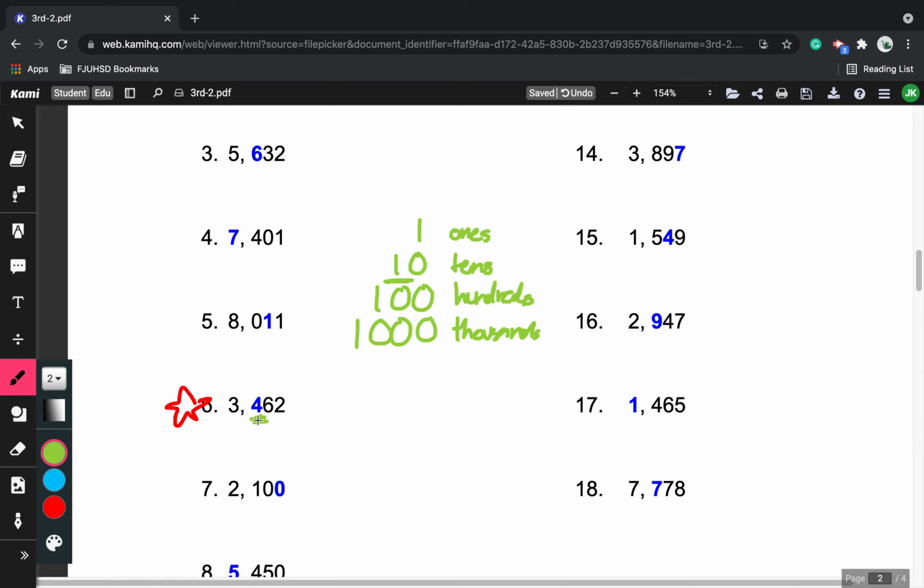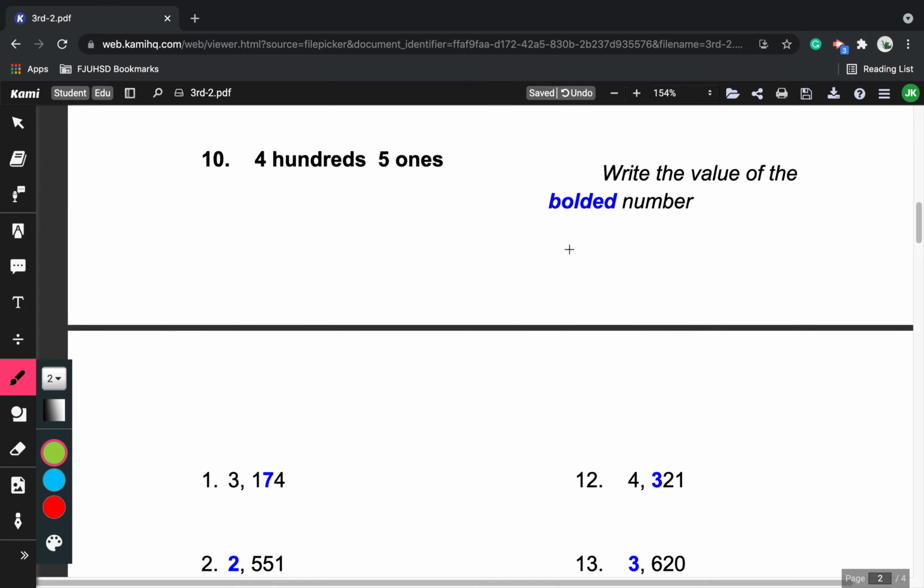So if we're looking at number 6, the bolded number, which is 4, it's at the third value right here, the third slot. Also, it goes like 1, 2, 3, 4. So since this is the third place value, it'll be in the hundreds place. And that's it. Hundreds.